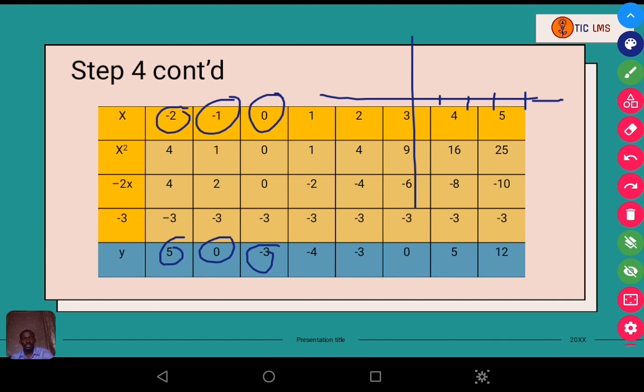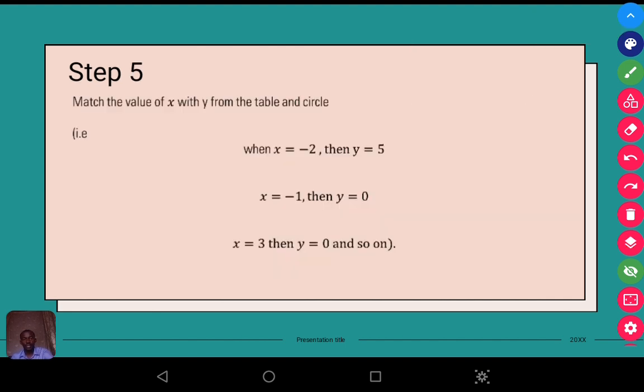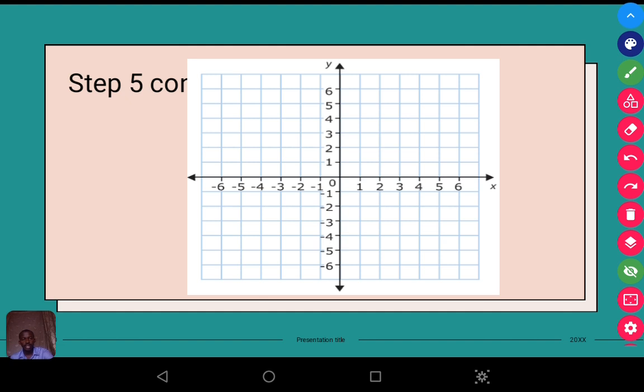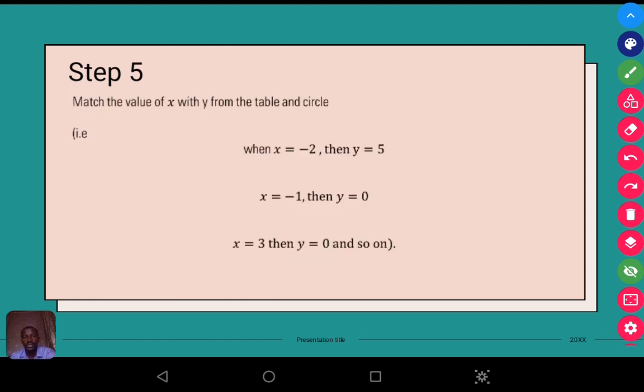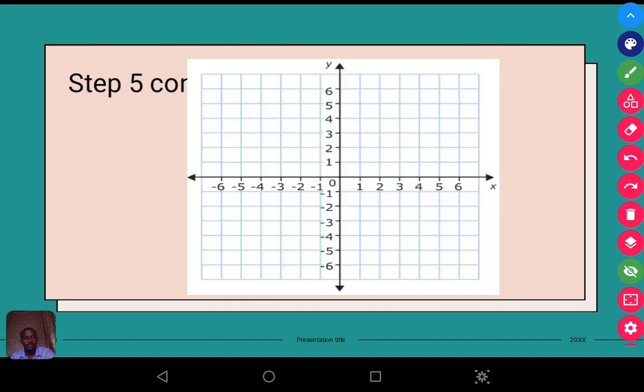Now we're going to see that shortly. So let's just go to the next step. So here is an example of a graph. Okay, here's an example of a graph, and in this graph we are going to consider how this is done. So when x is negative 2, y equals 5. So we're going to locate negative 2 on the x-axis and 5 on the y-axis.